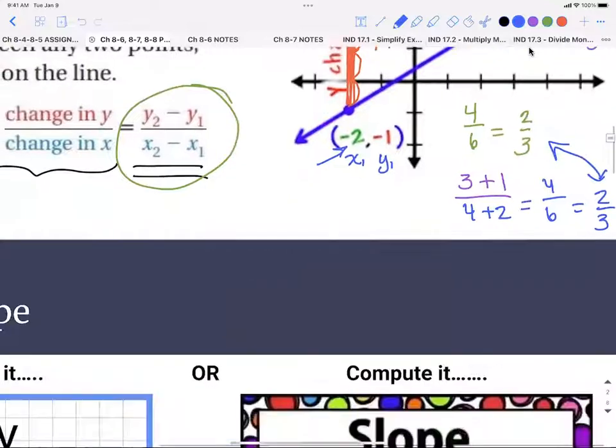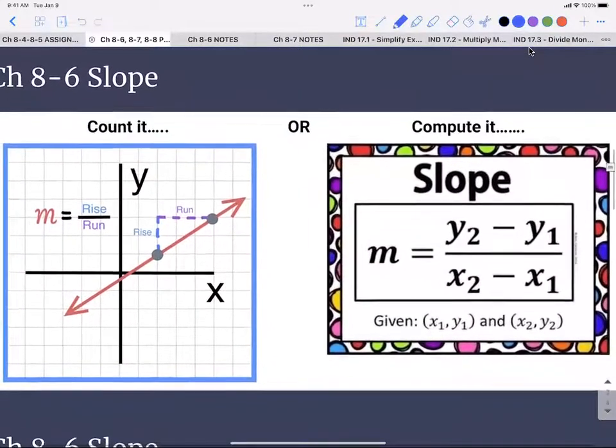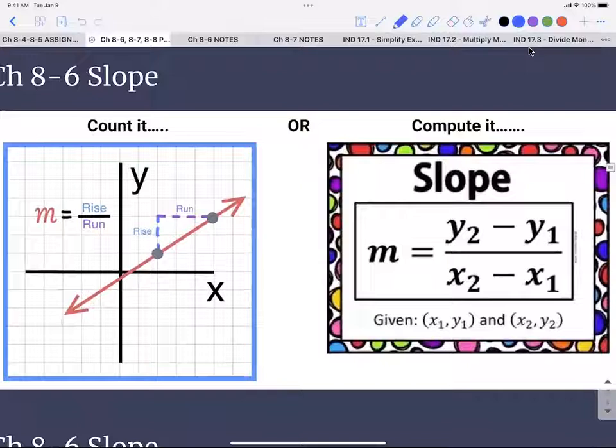Okay, good there? All right, you don't have to write any of this down. This is just a little bit of a reminder. When you're given a graph, count it. There's 2 ways to do it. You can either count it or you can compute it. If you're given a graph that's marked really nicely, count it. Do your rise over your run. And then your slope is just, that's the easiest way to find slope if you're given a graph. If you're not given a graph, then you've got your x1, y1 and your x2, y2, and you have to plug it into your formula and compute it. Okay, 2 ways to find slope.